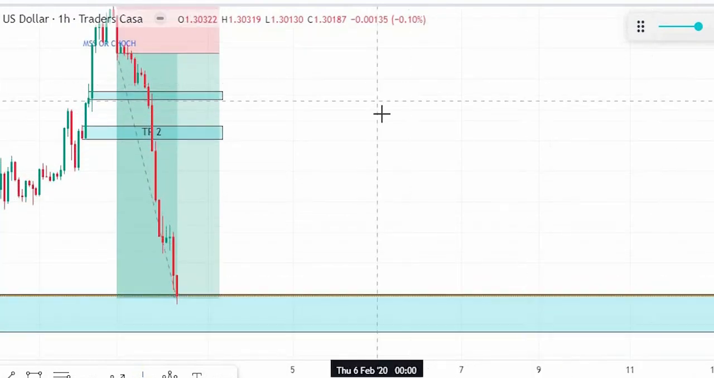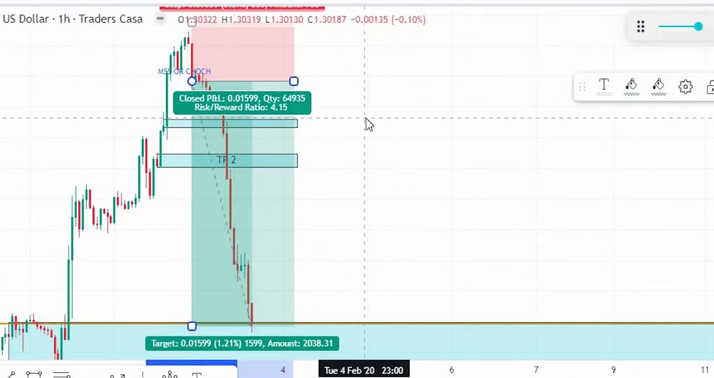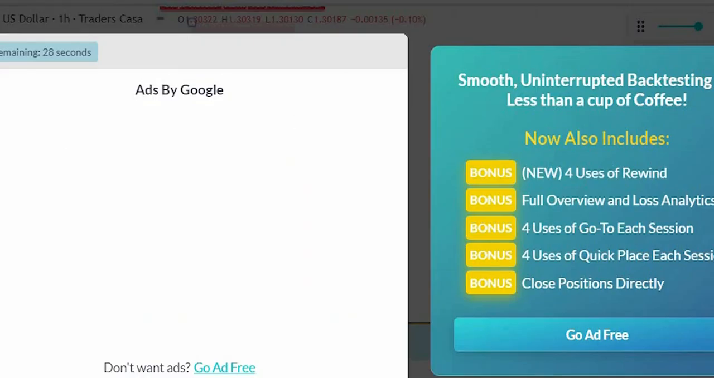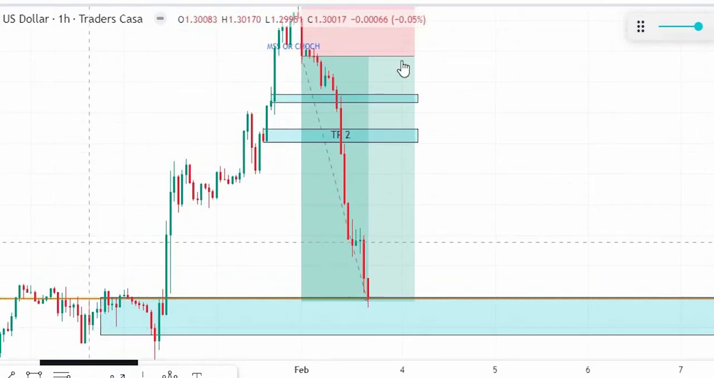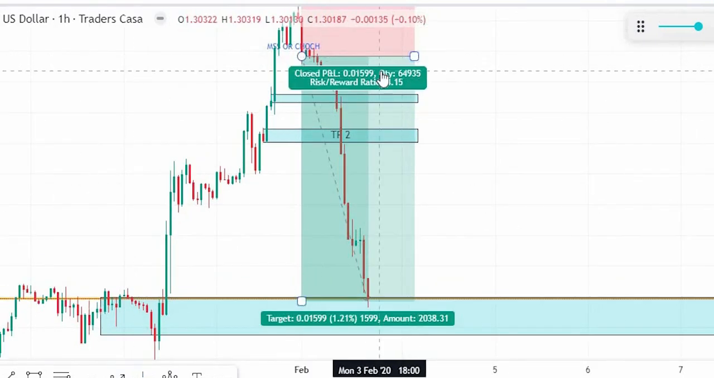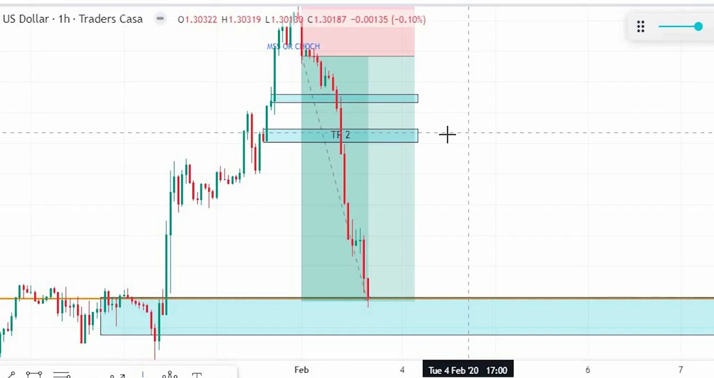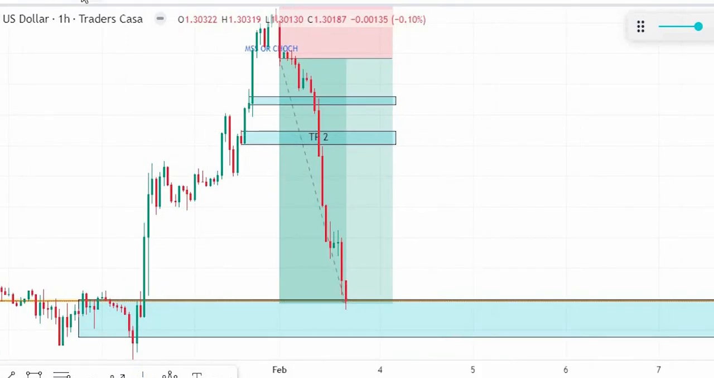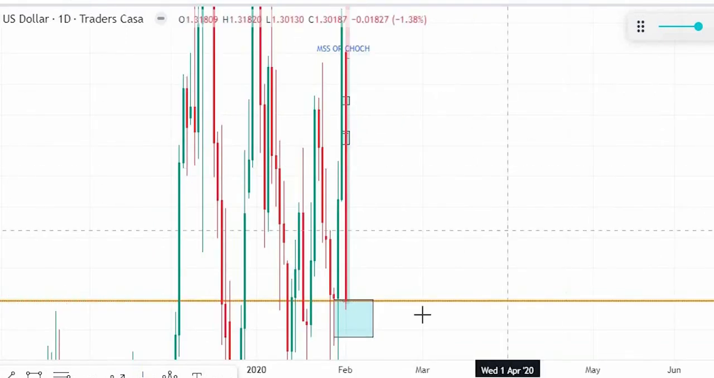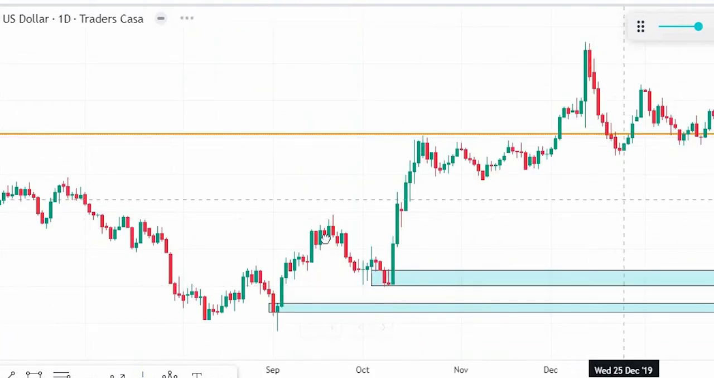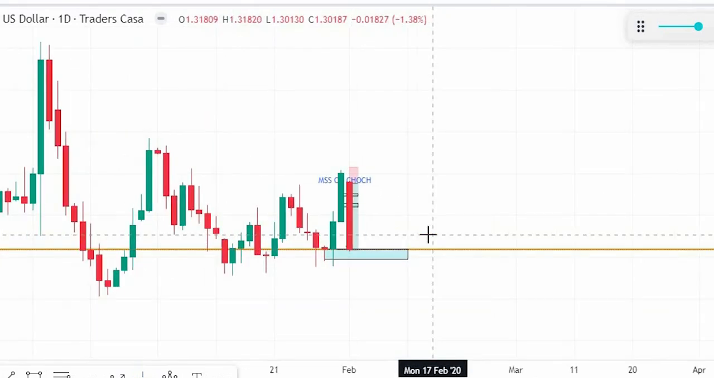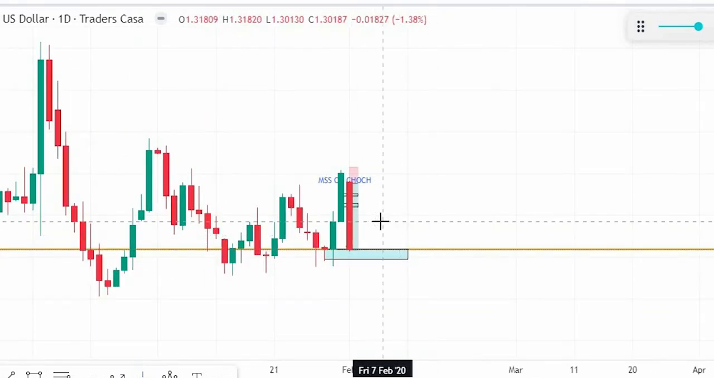If we are to risk $100 on this trade, we'll be making $400 as our profit. This is an easy trade just by understanding top down analysis. And if you go to the daily time frame, you will see that the market does what we expect it to do.